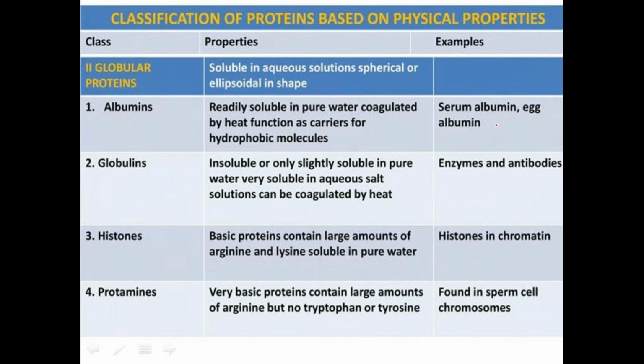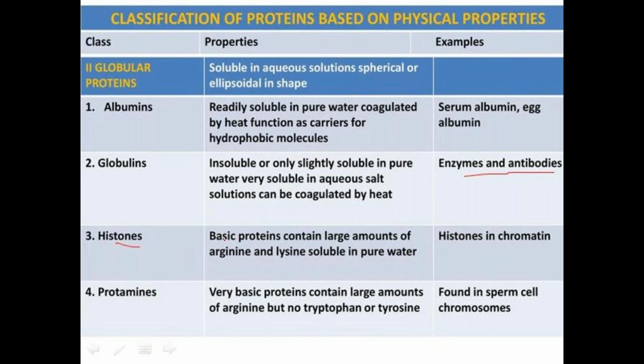Next, globulins. Globulins are only slightly soluble in pure water, whereas very soluble in aqueous salt solution, and can be coagulated by heat. The main examples are enzymes and antibodies.